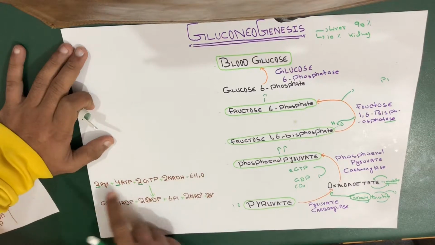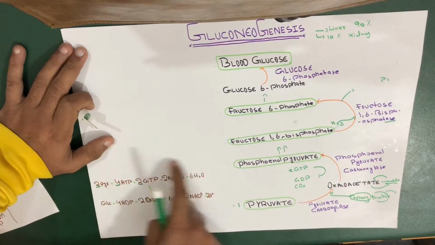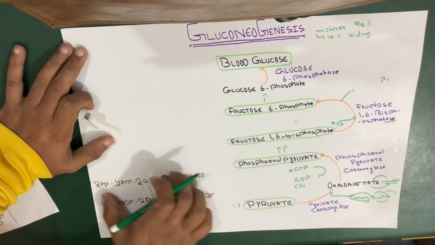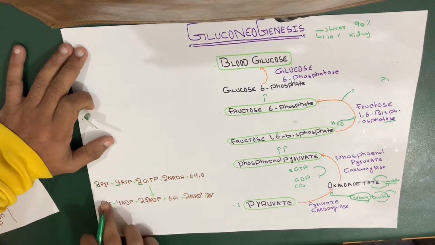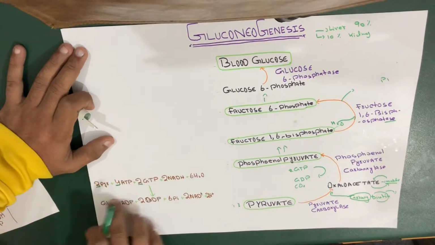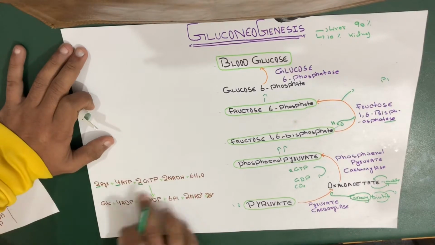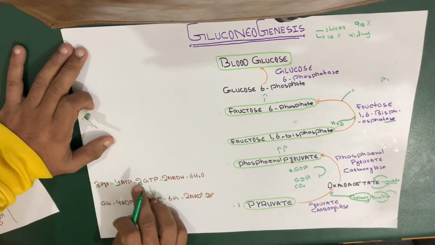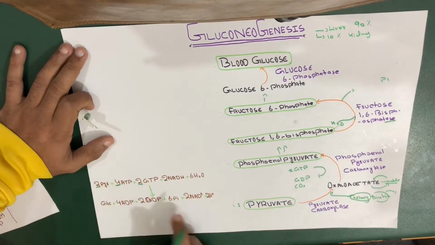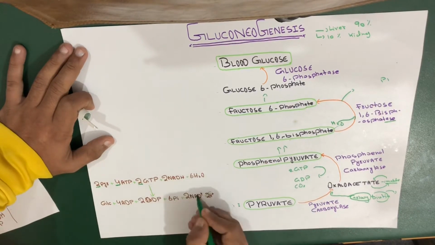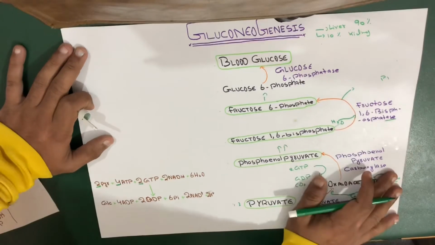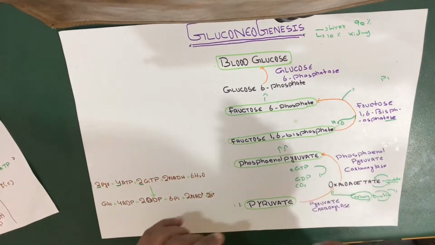These are all our substrates, all our inputs, all the substances required. This will convert into 1 glucose, 4 ADP, 2 GDP, and 2 NAD+. The 2 phosphates from here and 4 phosphates from there give us 6 Pi, and 2 NADH lose 2 hydrogen to become 2 NAD+. That's it regarding your gluconeogenesis.